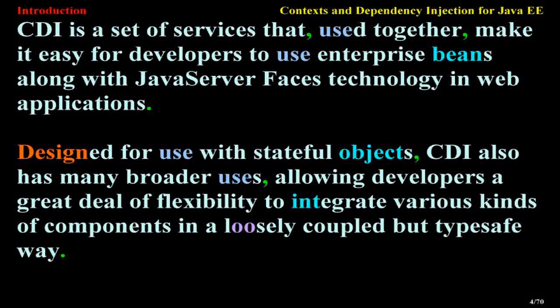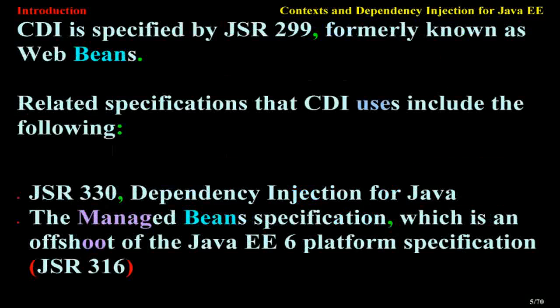Designed for use with stateful objects, CDI also has many broader uses, allowing developers a great deal of flexibility to integrate various kinds of components in a loosely coupled but type-safe way. CDI is specified by JSR 299, formerly known as Web Beans. Related specifications that CDI uses include the following: JSR 330, Dependency Injection for Java, and the Managed Beans specification, which is an offshoot of the Java EE 6 platform specification, JSR 316.